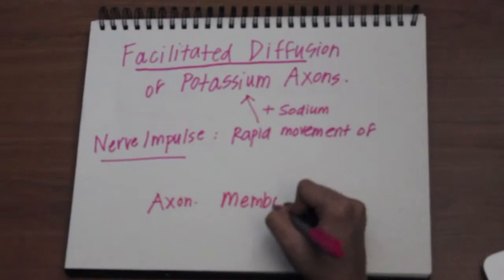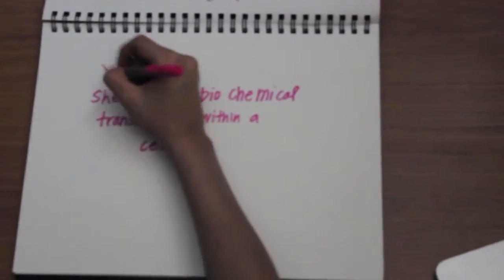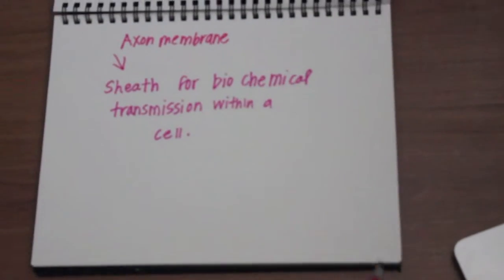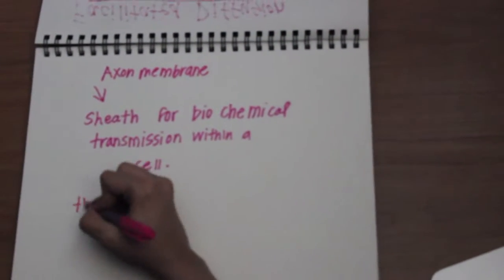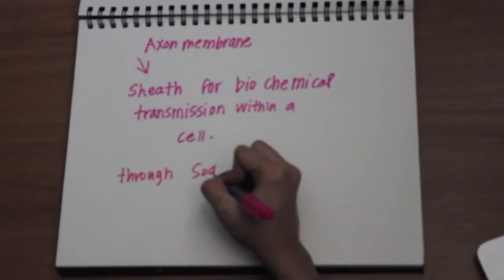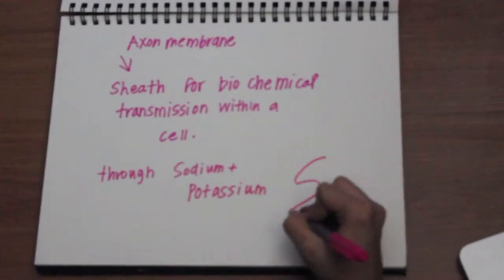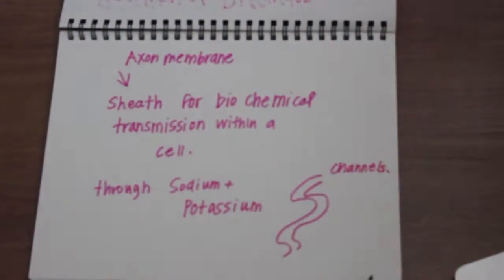Now you're probably wondering what an axon membrane is. An axon membrane is a protective layer, basically a sheath for biochemical transmissions within the cell. These rapid nerve impulses happen through sodium and potassium channels. These channels are extremely specific and only let potassium and sodium through them.